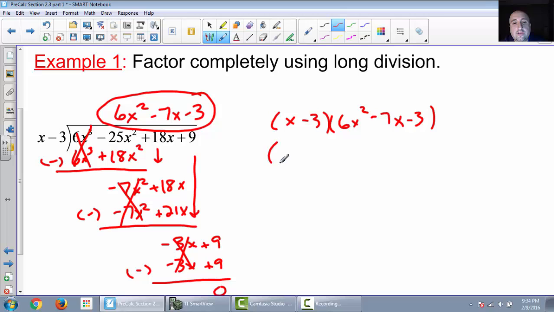Okay, so let's factor this. This part's already factored. Now let's factor this 6x squared part. So how do we get 6x squared? 2x and a 3x. Hopefully that makes sense. How do I get negative 3?